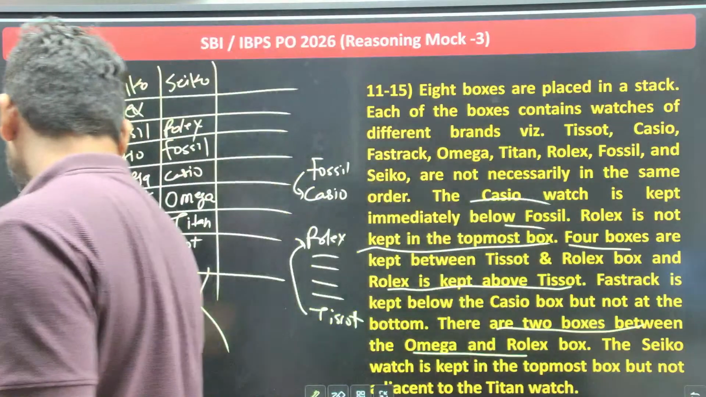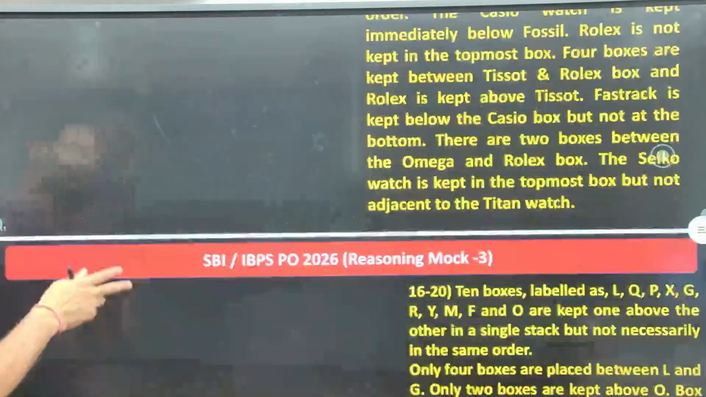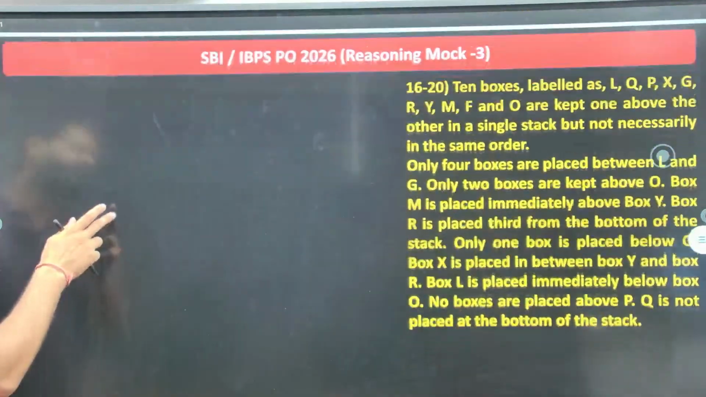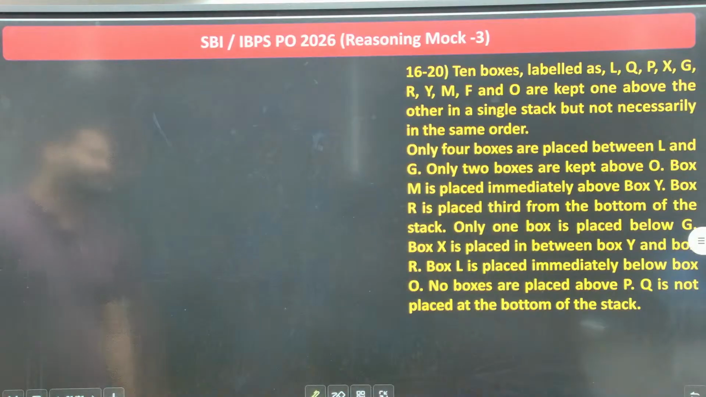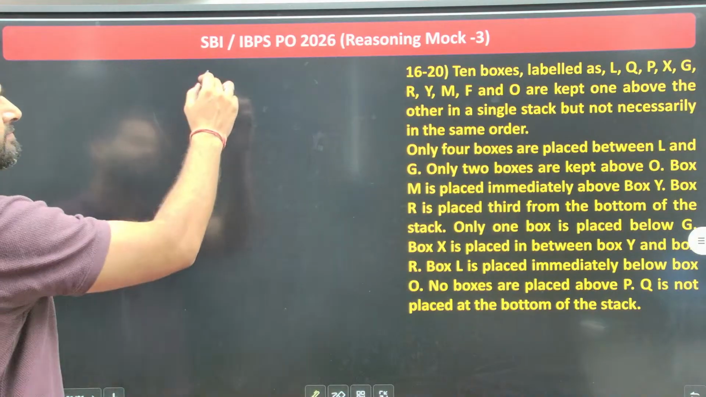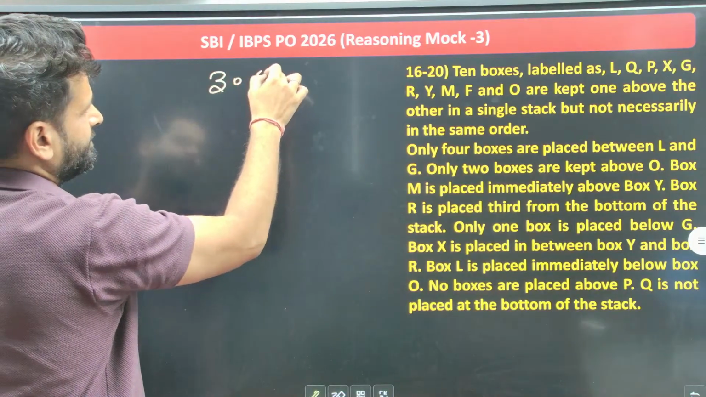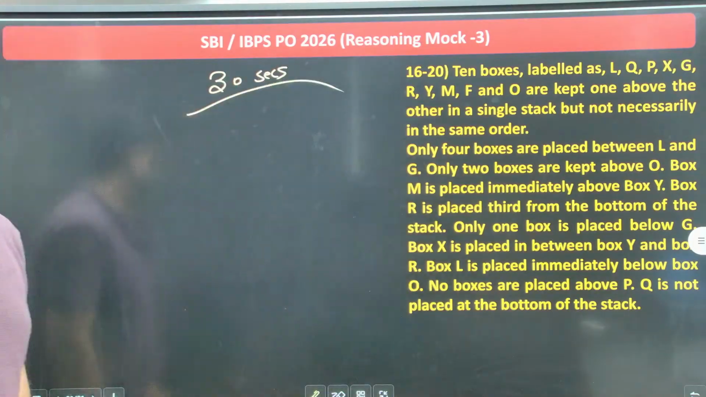Next set, 30 seconds. A total of 3 sets we will be solving. 30 seconds for this. Box-based only. Check this out. Maximum time 30 seconds. Read it carefully.